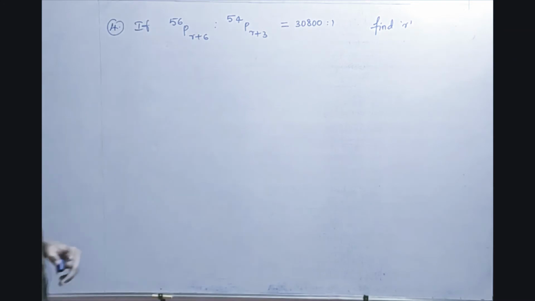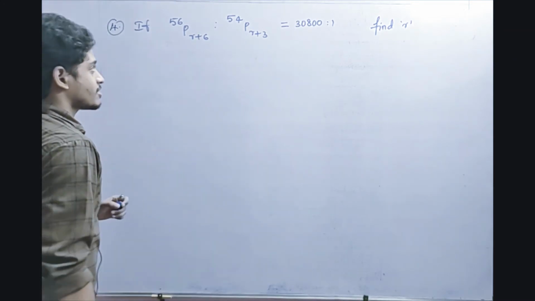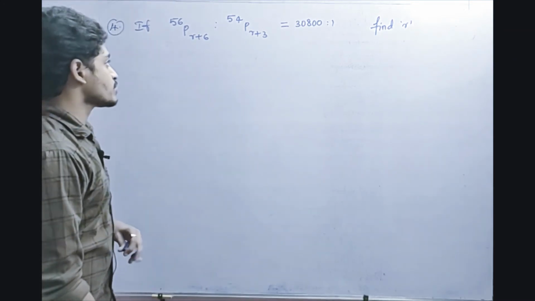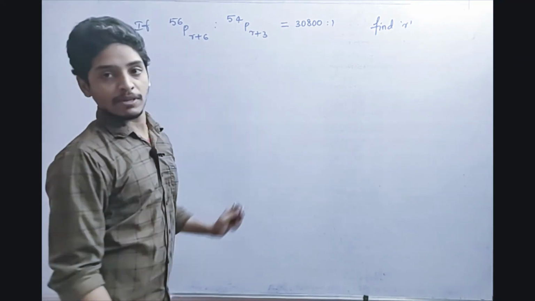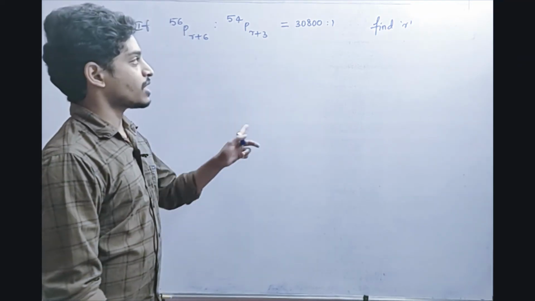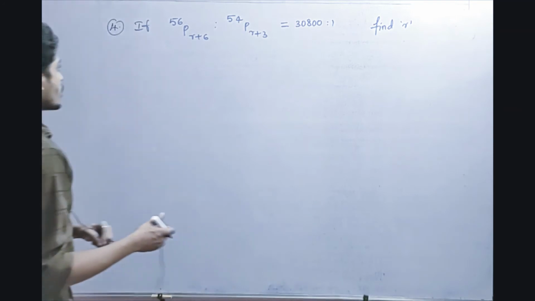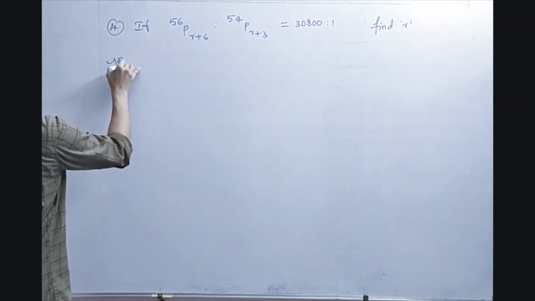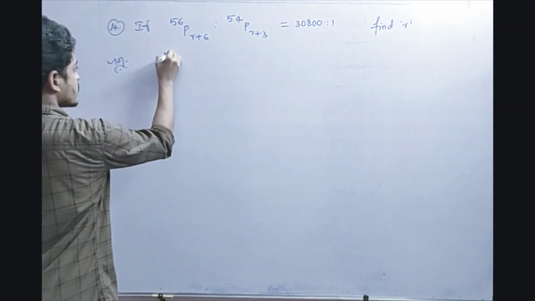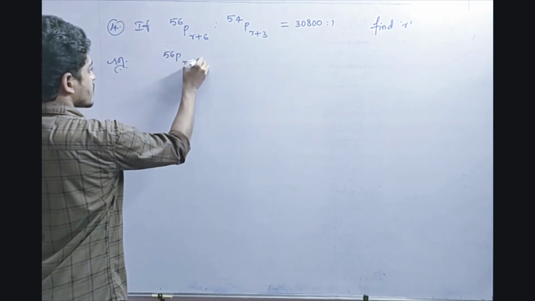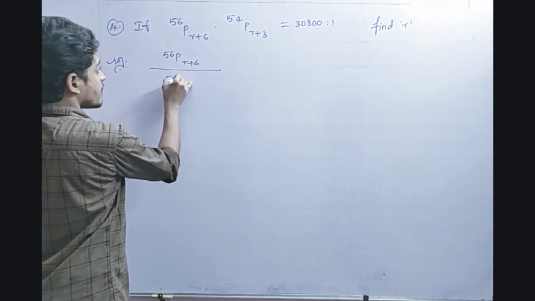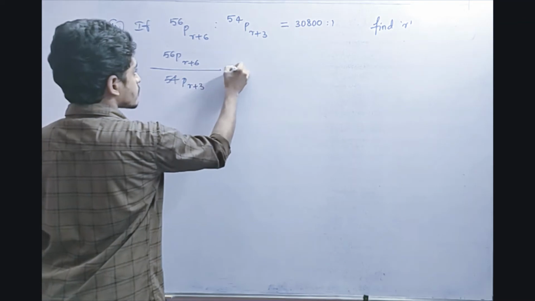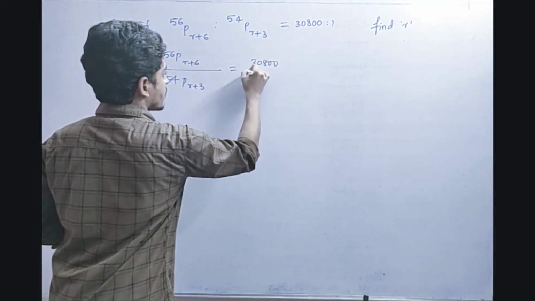Okay, now let us see another important thing. It's a very interesting concept. See friends, if 56P(R+6) is to 54P(R+3) equals 30,800 is to 1, find the value of R. Okay, fine. So it has given the ratio, right? So 56P(R+6) whole divided by 54P(R+3) equals 30,800 by 1.